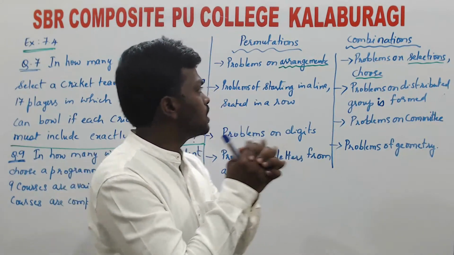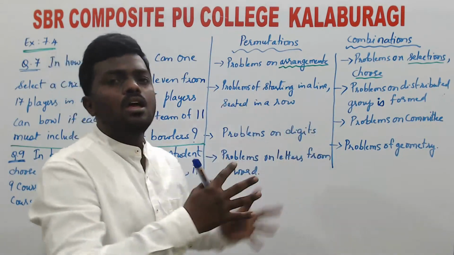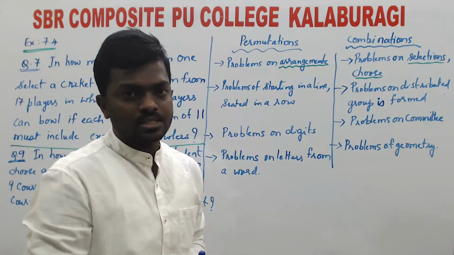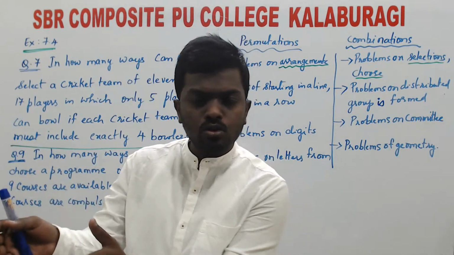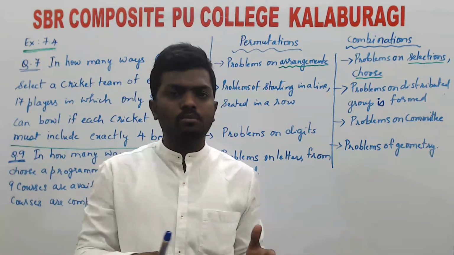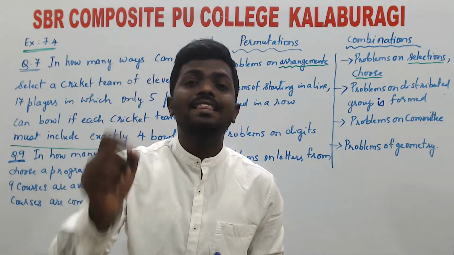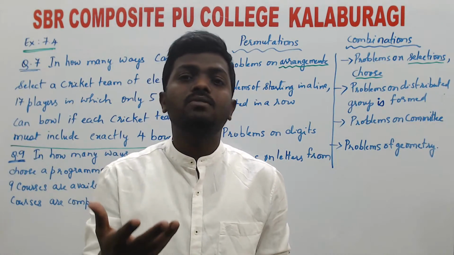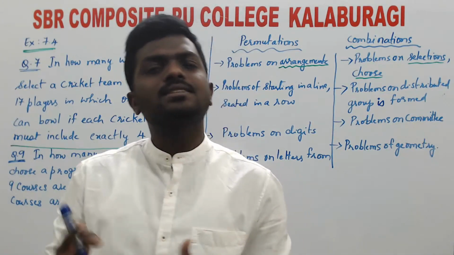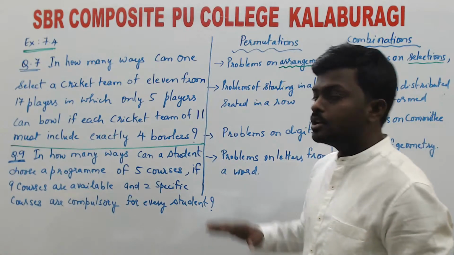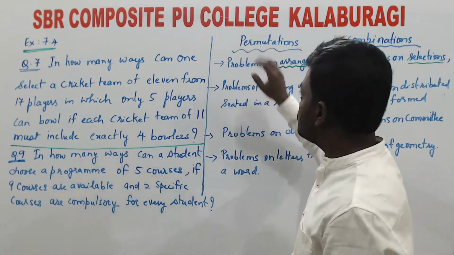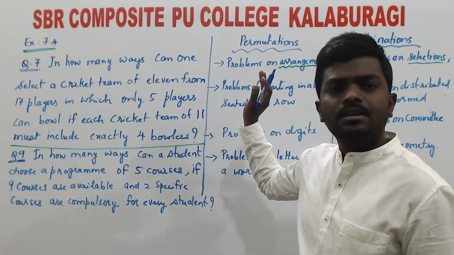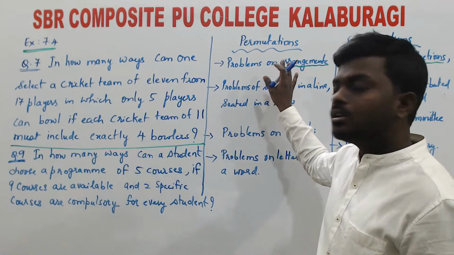Is that clear, students? Now, these are some basic differences by which you can identify problems based on permutations and combinations. You might have gone through all the questions from 7.1 to 7.4. Read each and every question carefully. By reading itself you will understand which question is permutation and which is combination. In permutations, the problems are basically based on arrangements.